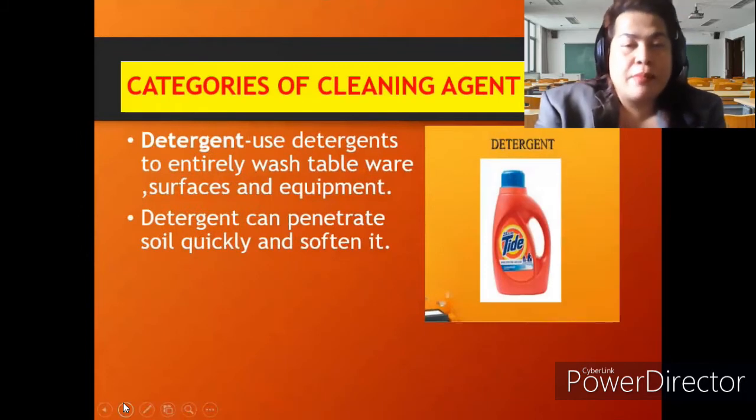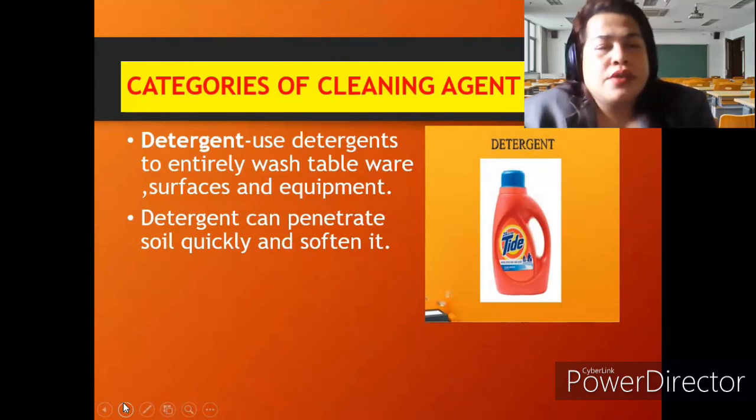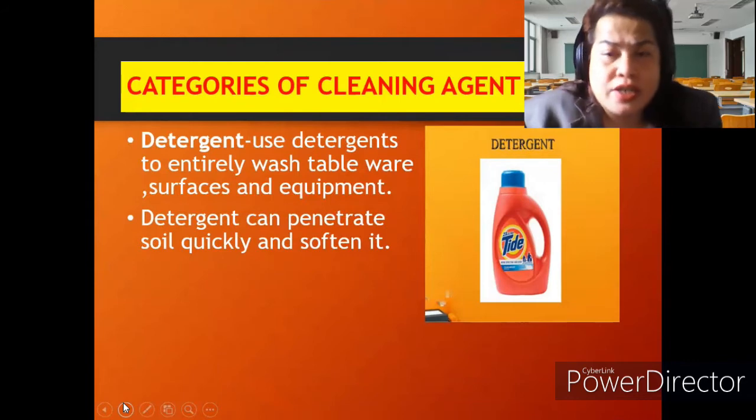So let's proceed to the first cleaning agent, which is detergent. Detergents are the most common types of cleaning agents and are used in homes and at the same time in commercial kitchens. Detergents work by, of course, breaking up dirt or soil, making it easy to wash away.